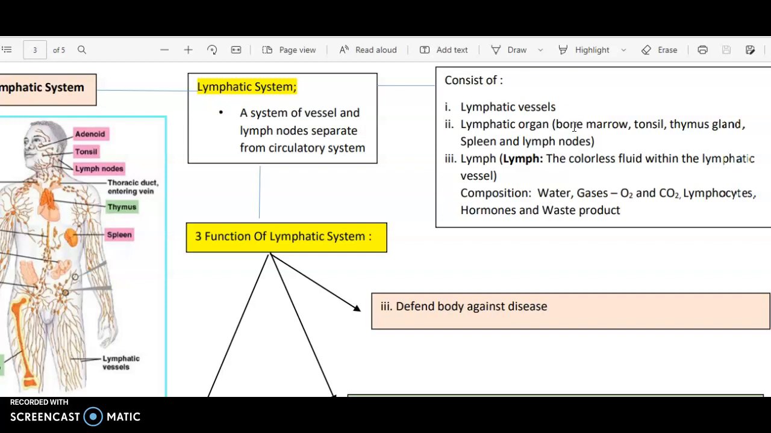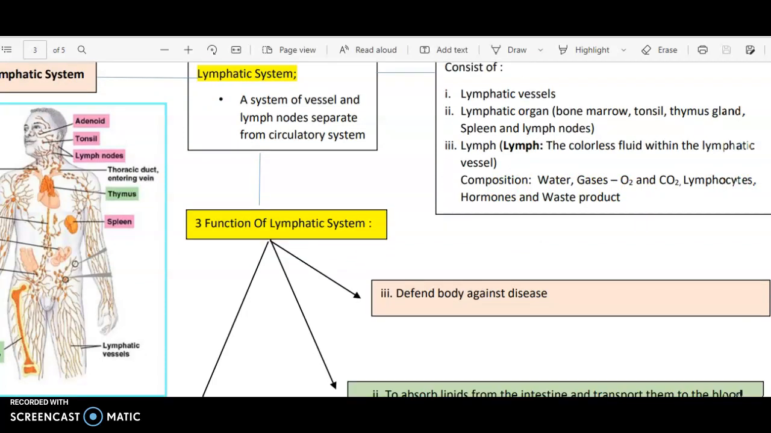Okay, for lymph, lymph is the fluid that is found in the lymphatic vessel. So kalau cecair yang berada dalam lymphatic capillary, we call it lymph. The fluid that is found in lymphatic vessel and lymphatic duct, we call it lymph. So this lymph, apa dia punya composition? Water, gases, oxygen, carbon dioxide, lymphocyte which is white blood cell, hormone, and waste product.